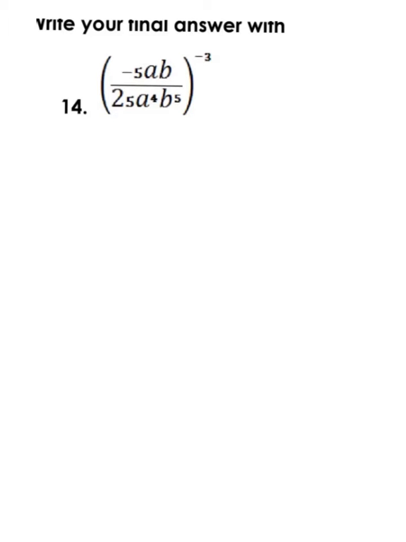Alright, let's take a look at number 14 where I made an error. And we're going to start out exactly the same way. We're going to start by flipping this fraction and then making it a positive exponent. So you would get 25 a to the fourth b to the fifth over negative 5ab, all to the positive third.